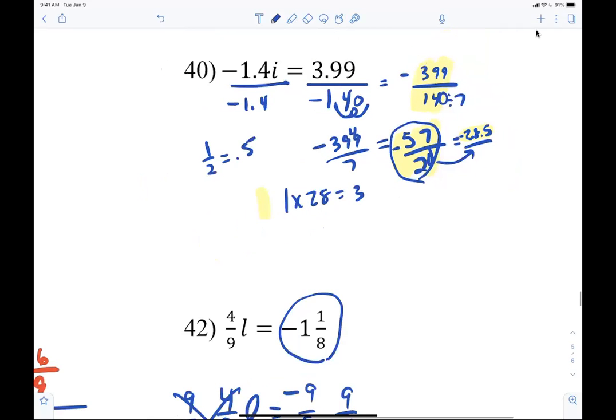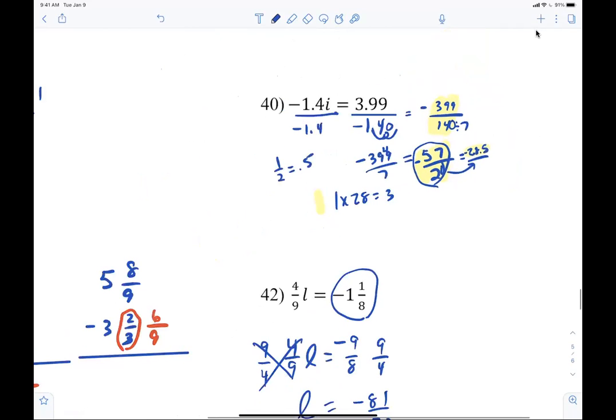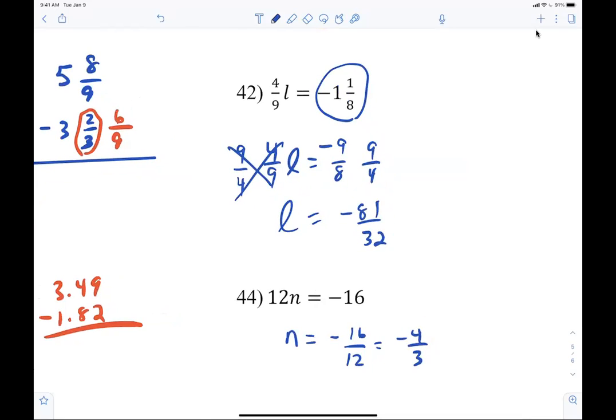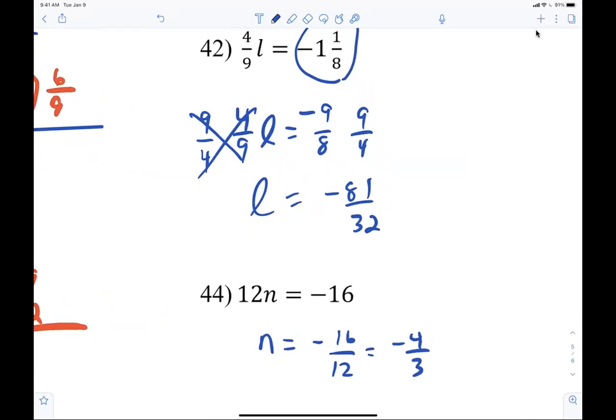All right, good job, Evan. But you understand now what I'm saying about the fractions and the decimals? Yeah, but I have another question. Yes. So on multiple problems, like 42 and 48, I got the fraction, but I switched the denominator. Like 42, I got 32 over 81 instead of 81 over 32.